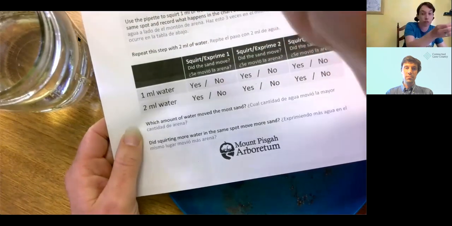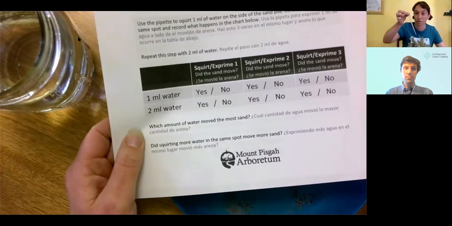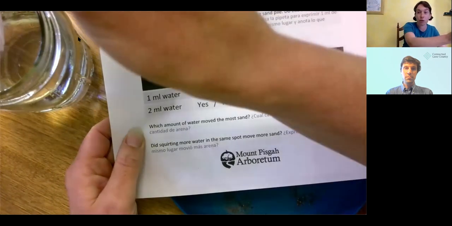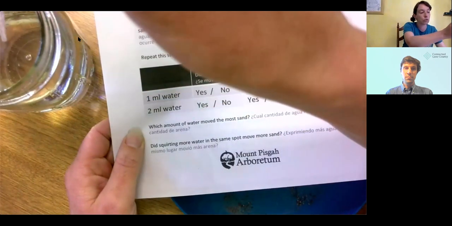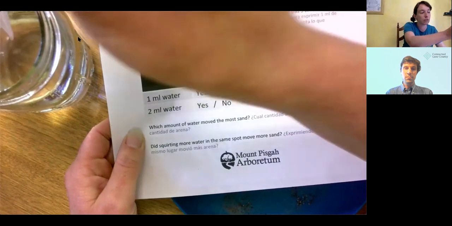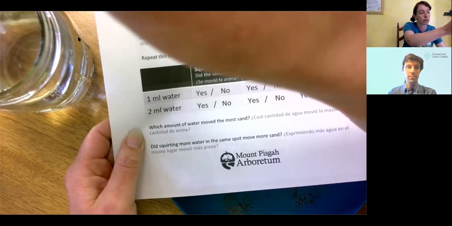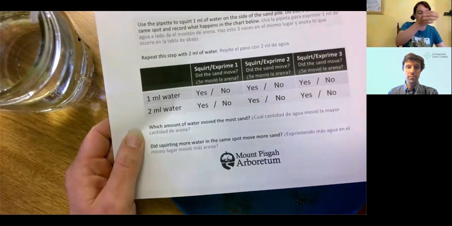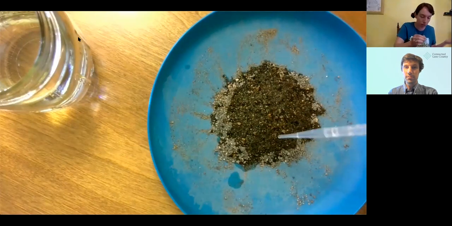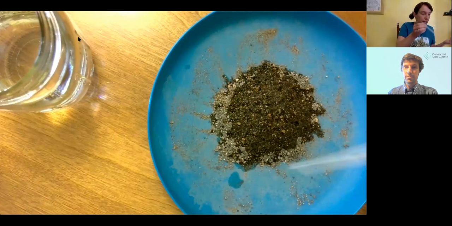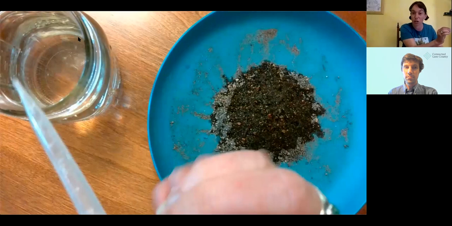I should have said this earlier, but when you're using your pipette, you have to squeeze this part first and then put it in the water and then draw up the water until you get to the 1 milliliter mark. And if you get too much, it's fine. You just drop some back in the water there. All right, so I got about 1 milliliter. And I am going to pick a spot and do a squirt in that spot. Okay, I did 1. And you're going to check, did the soil erode?